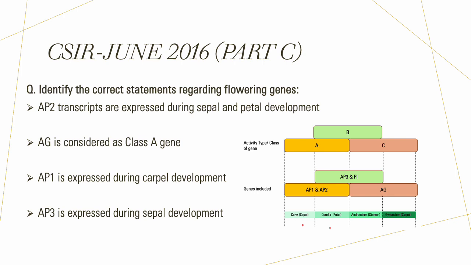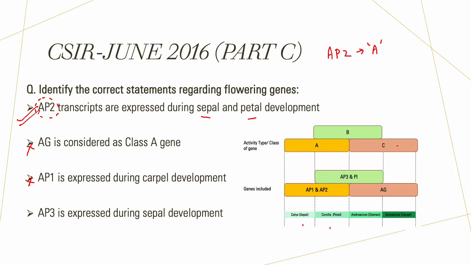Let's see first, AP2 comes under which activity? AP2 basically comes under A activity, right? And A activity plays a role in both sepal and petal development. So yes, AP2 transcripts are expressed during both sepal and petal development. AG is considered an A class gene. This is wrong. AG is included in the C class gene. AP1 is expressed during carpel development. So AP1 has nothing to do with carpel development.